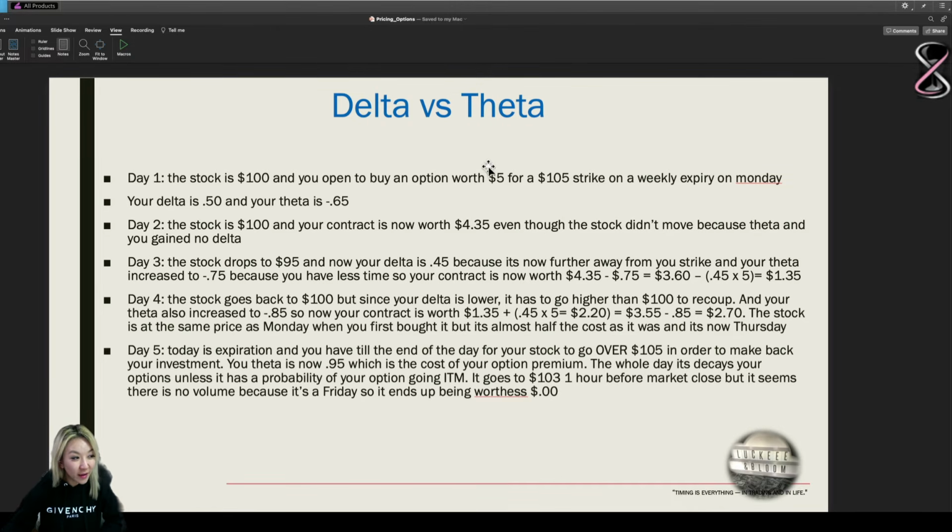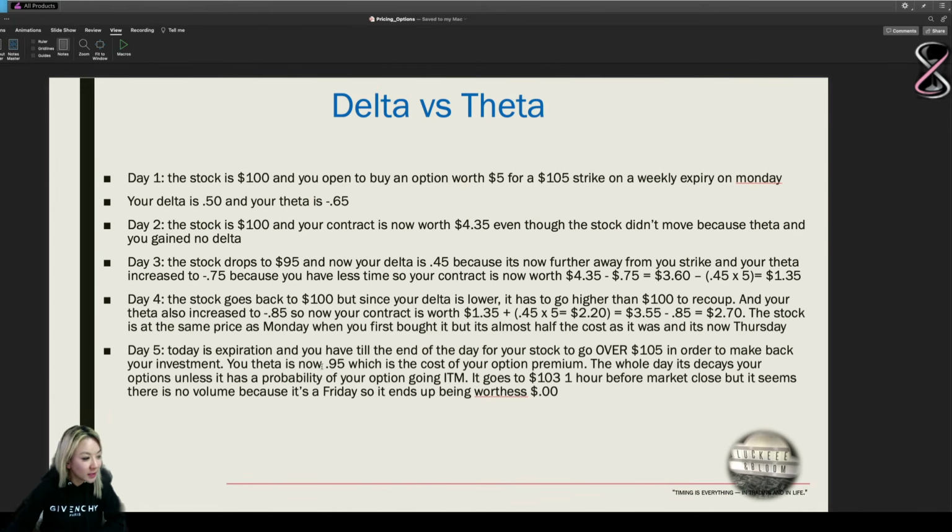So what you paid $5 for, even though the stock is back at 100, what you originally bought it at, is almost half the price at 2.70, because the stock is at the same price as when you first bought it, but there's so much time decay. So now it's day 5. Today's the expiration. Your theta is now 95 cents. The cost of your option premium is only 2.70. So basically all day it's just going to decrease. Not only that, your probability becomes lower. So going into the next day, you already started off with a loss, by the way. So you're at 2.70 going into the next day here.